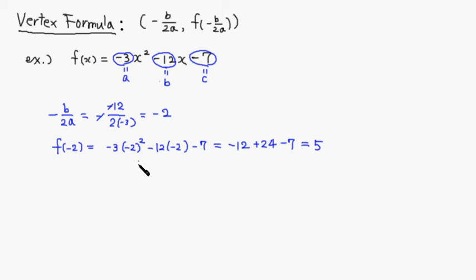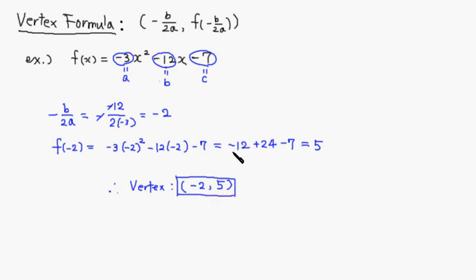Right, so therefore we can find the vertex. The vertex of this quadratic function is going to be negative 2 comma positive 5. Right, so this is the vertex.